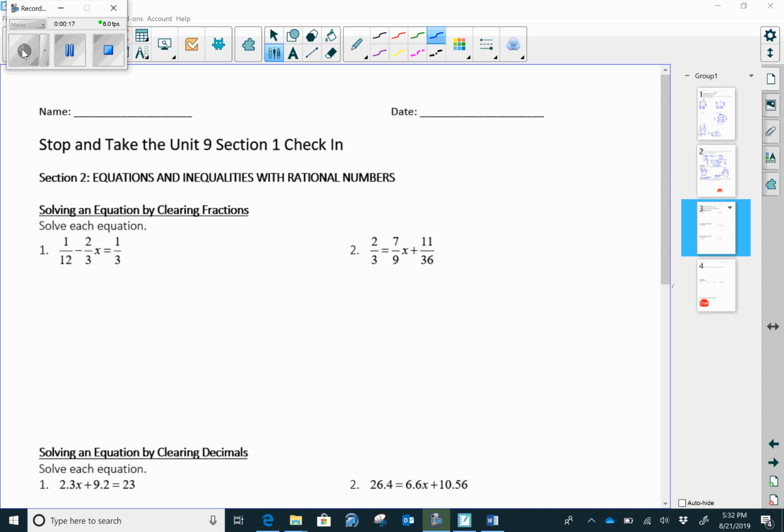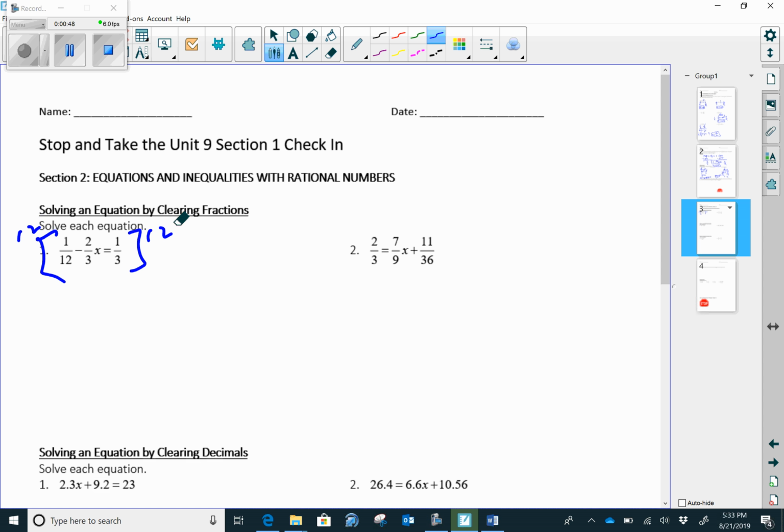So equation number 1: 1/12 minus 2/3 x equals 1/3. We look at the denominators of 12, 3, and 3. And what is the LCD of 12 and 3? Well, that would be 12. So I'm going to multiply the whole equation by 12.